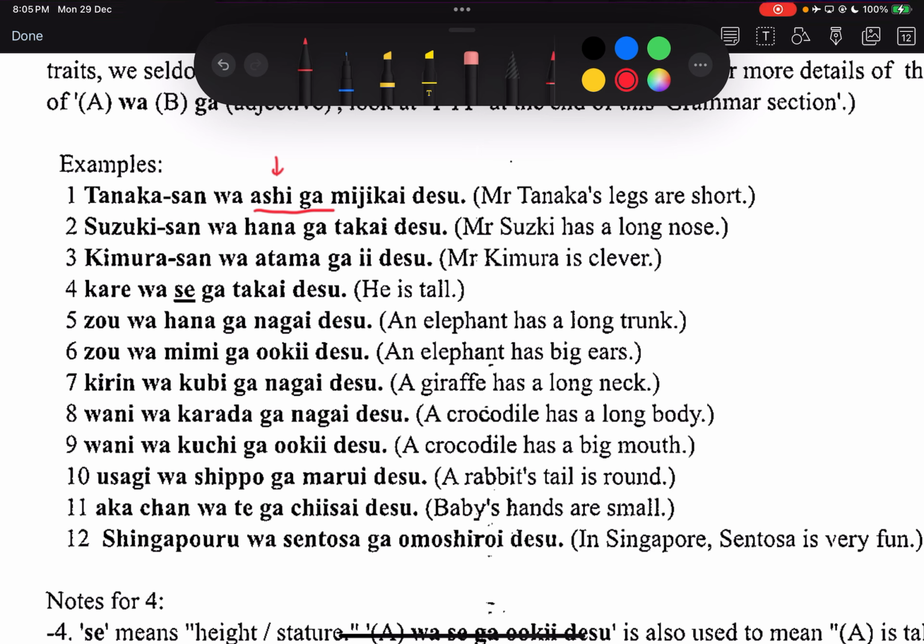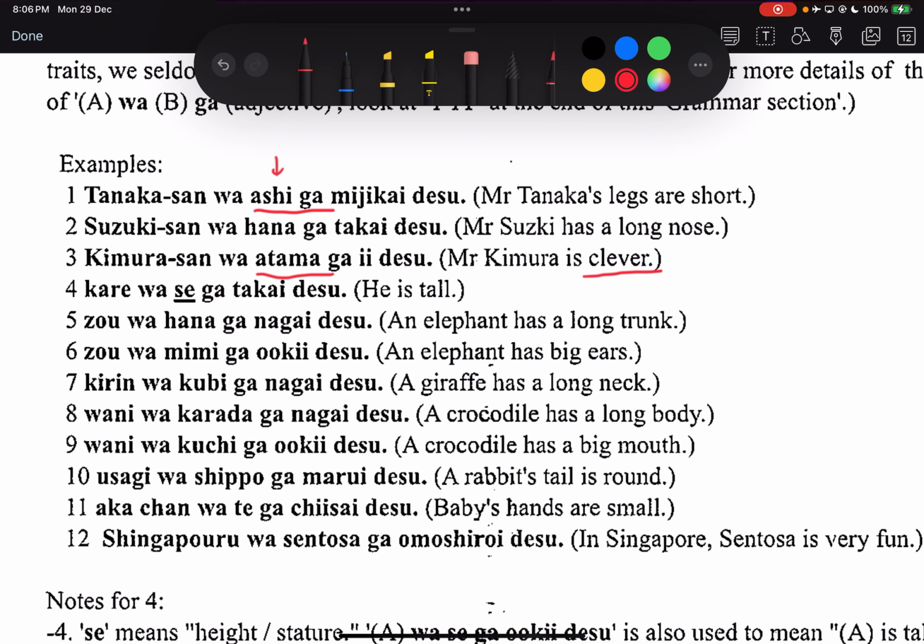Okay, next. Suzuki-san wa hana ga takai desu. So about him, the nose is high. Okay, next. Kimura-san wa atama ga ii desu. So surprisingly, in Japanese we don't have the word clever. Right? We don't have a word to mean smart or clever. So instead they have to say atama ga ii desu. What is atama? Atama is head. What is ii? Good. So we have to say the head is good to refer to smart or clever.